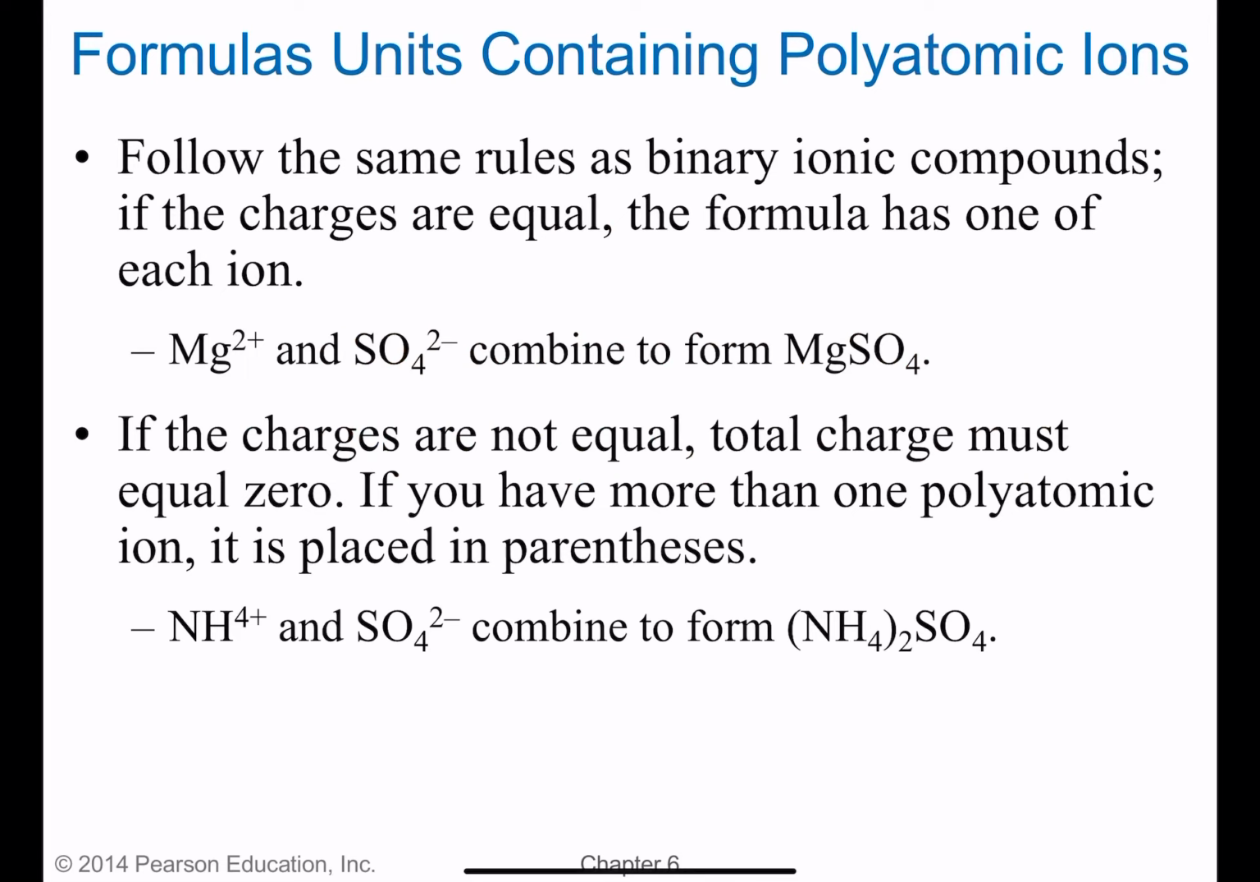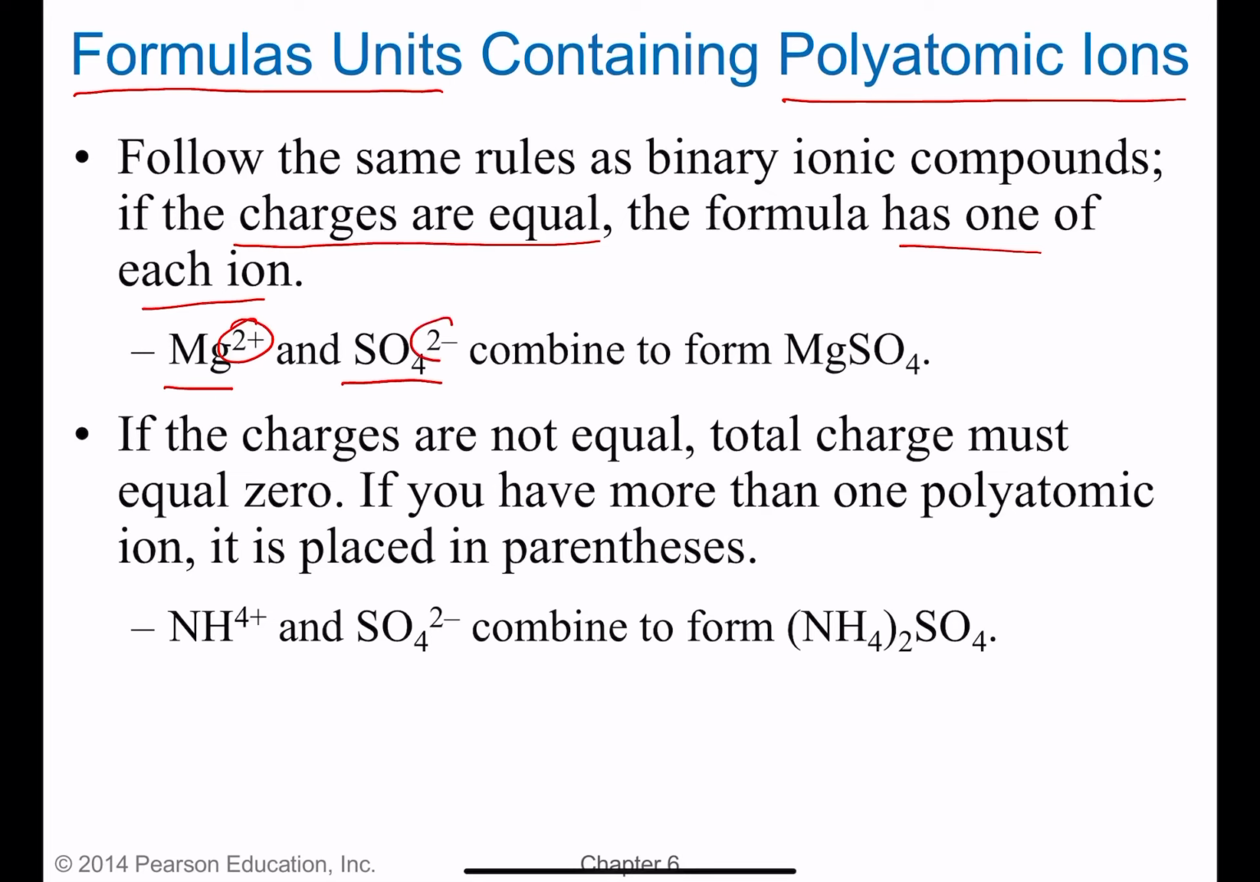Now for formula units containing polyatomic ions, again, we're talking about ionic compounds where one of them happens to be a polyatomic ion. We're still following the same rules where we're trying to create a neutral compound. If the charges happen to be equal, we're only going to need one of each. So for example, the magnesium is 2 plus and SO4 2 minus, that is called sulfate. They both are a 2, so 2 plus and 2 minus, so we're only going to need one of each, so it's magnesium sulfate, just one magnesium and one sulfate polyatomic ion.